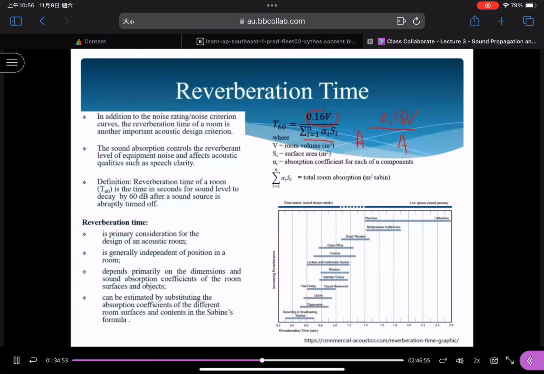The definition is that the reverberation time of a room is the time it takes, after we turn off the sound source, for the level to decrease by 60 dB. This is the reverberation time effect. We can make use of these parameters according to the size of a room. It is not dependent on the positions in a room but on the dimensions, because when you refer to this equation, it is related to volume. Let me show you how to measure this one.